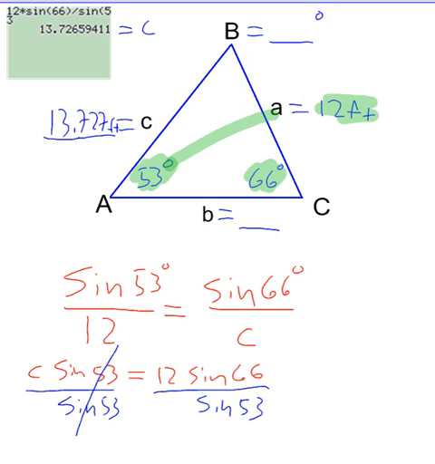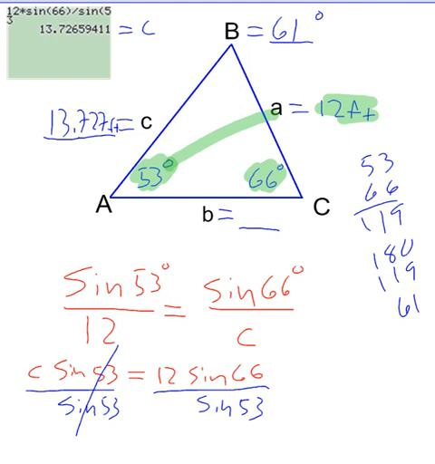So angle B is just going to be subtraction, right? We got 53 and 66, so that's 119. Is that right? 110 plus 9, 119. So 180 minus 119 is 61 degrees.